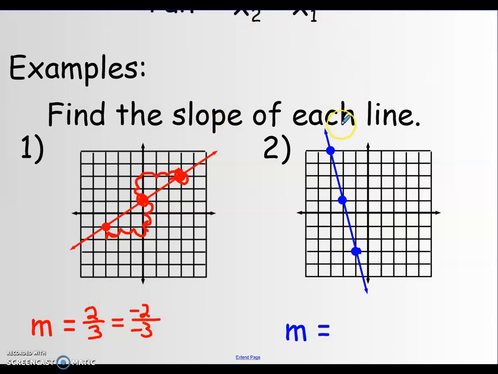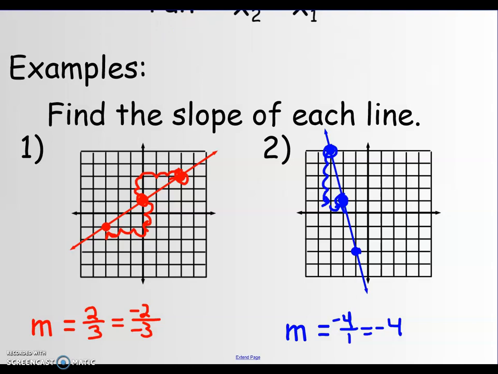So when we come to number 2, you pick any two points, and it doesn't matter which two. Maybe we choose this point up here and this point here, and we count the rise, which is 1, 2, 3, 4, down 4, and the run, moving 1 to the right, so right 1. That gives me a slope of -4. So finding the slopes of lines is not super challenging at first because all we're doing is counting.